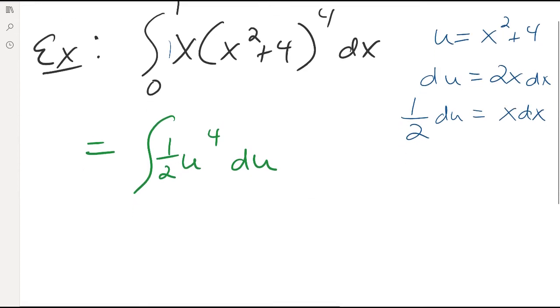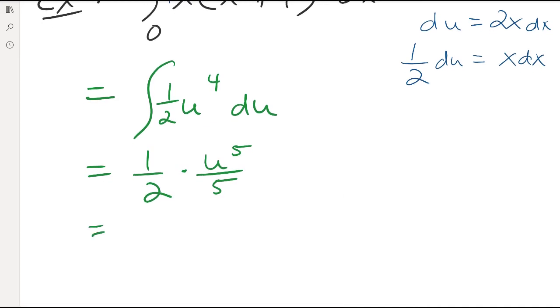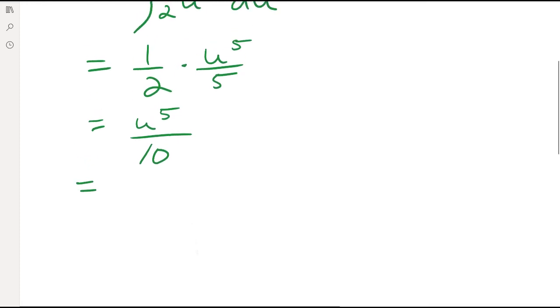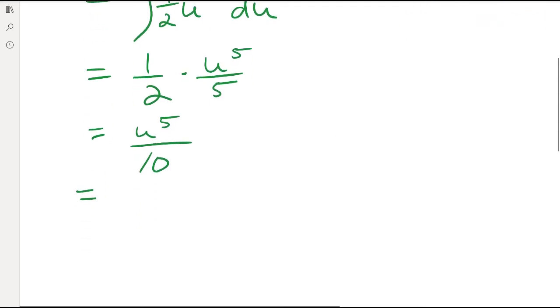All right, let's keep it moving. Now we can actually integrate. This becomes 1/2 times u to the 5th over 5. Remember, technically there's a plus c, but the plus c's are going to cancel each other out once we start to plug in the bounds, so don't worry about that yet. Just cleaning this up, multiplying these fractions, we get u to the 5th over 2 times 5, which is 10. Then we have to replace u with its expression in terms of x, and we said that u is x squared plus 4. So this becomes (x squared plus 4) to the 5th over 10.